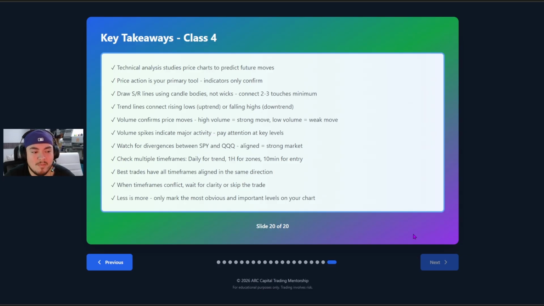Less is more. Only mark out the most obvious and important levels on your chart. This is going to help you guys from the clutter, and it's going to help you guys keep your bias clear.